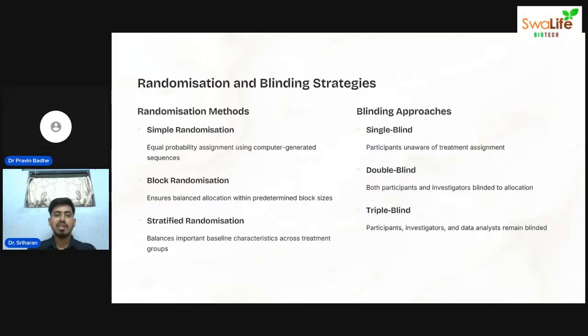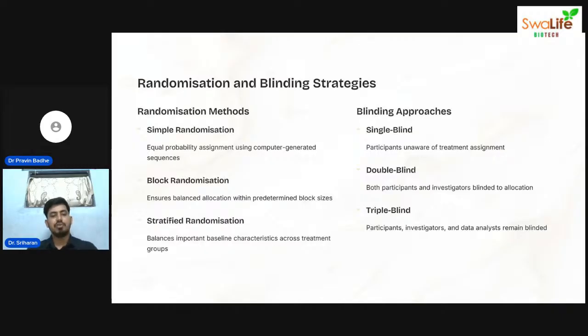Block randomization avoids this balance bias. Why I'm saying this: we divide the patients into sub-blocks, block 1, block 2, block 3. Block 1 has drug control and placebo, block 2 control and placebo, block 3 control and placebo. They are equally distributed. That is block randomization.